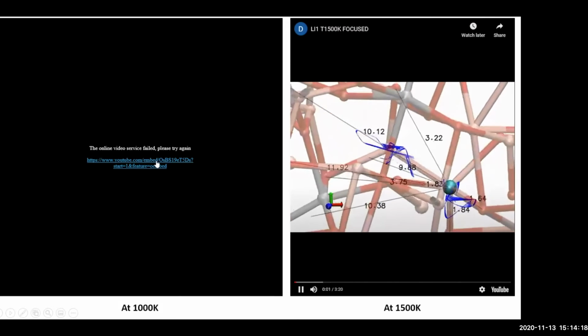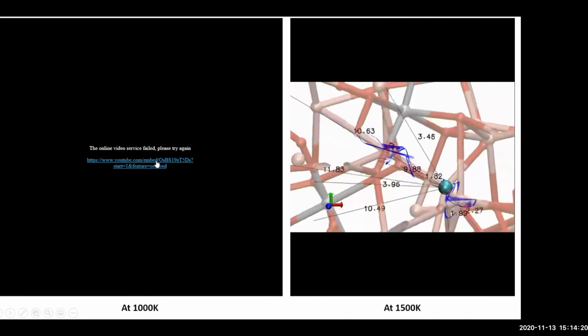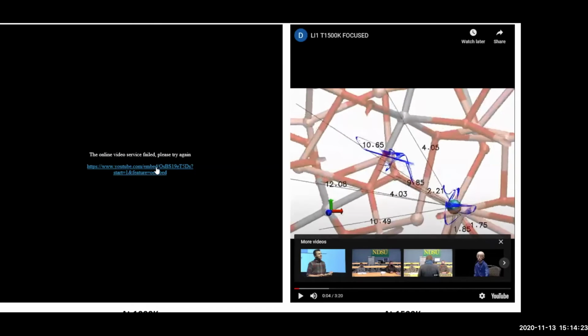So this was... I don't know why it's not working. It was working before for 1000 Kelvin. Let's watch the movie for 1500 Kelvin. Sorry, my connection at home is not that good.